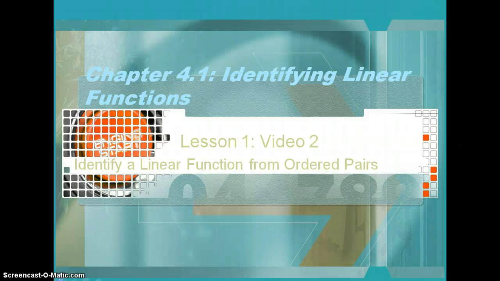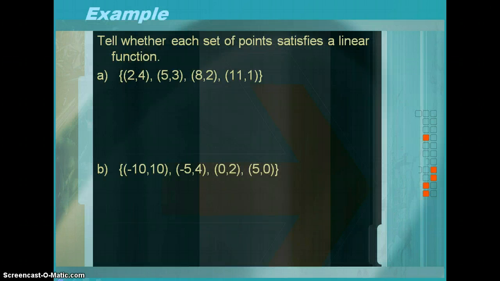So this is Chapter 4, Section 1, Identifying Linear Functions, Lesson 1, Video 2 of 3 videos, Identifying a Linear Function from Ordered Pairs. So the example says, tell whether each set of points satisfies a linear function. So the first thing that you want to do with the given set of ordered pairs is to put them in a t-chart.